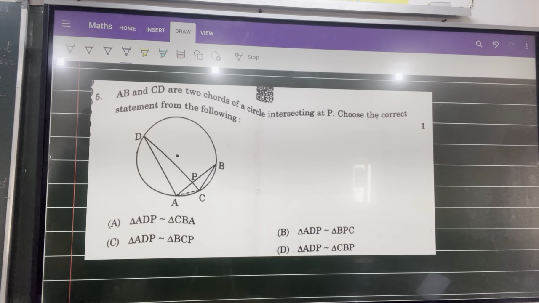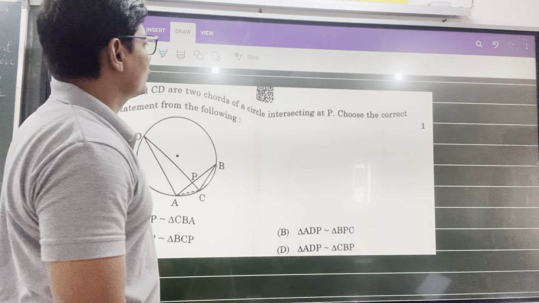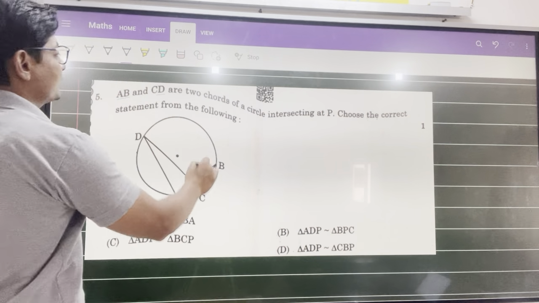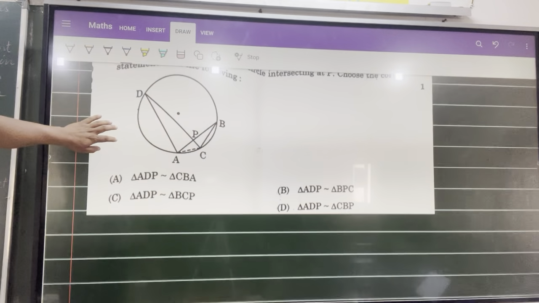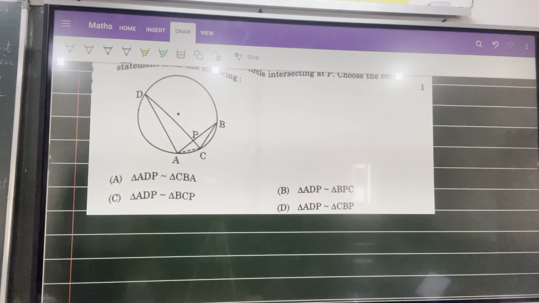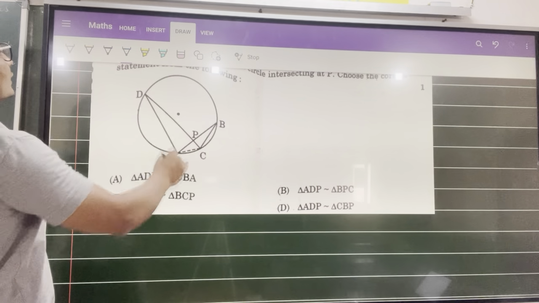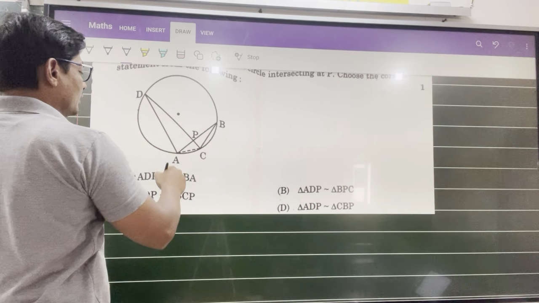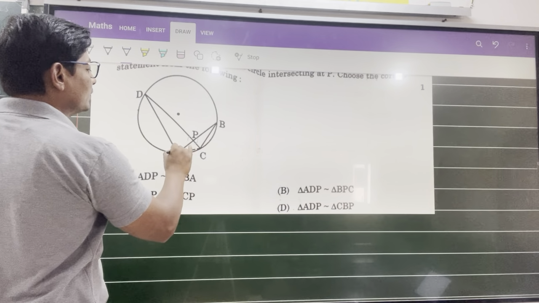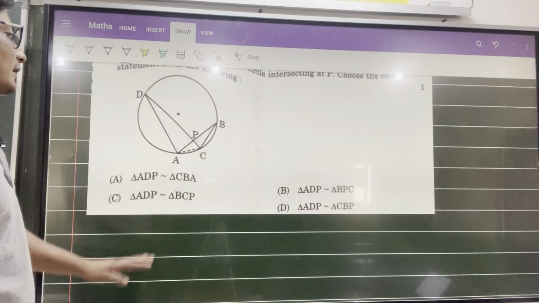Then the fifth question is AB and CD are two chords of a circle intersecting at point P. Choose the correct statement from the following. So they have given the two chords which are forming two triangles here. I can clearly see there are two triangles. Okay, so now what we have to check is whether these triangles are similar or not. So they have given this condition. So now which triangles will be similar? So obviously these will be similar because these angles are equal, these angles are equal, as well as these angles are all equal. So therefore these two triangles are similar.